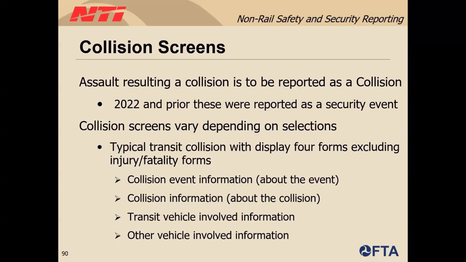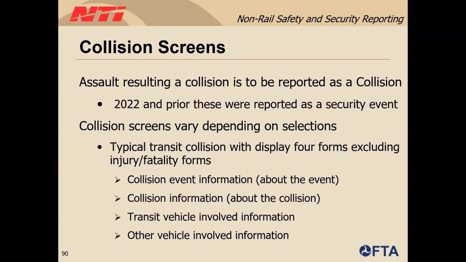Before we start reviewing the details of reporting a collision, you may recall that I mentioned one of the big changes is in reporting an assault that results in a collision with a transit vehicle as a collision event. This is effective in 2023 and forward, and aligns with reporting attempted suicide and suicide by transit vehicle. These will no longer be reported as an assault on the security form. When we get to the injury and fatality forms, you will see how you indicate the assault, if an injury, or homicide, if a fatality.